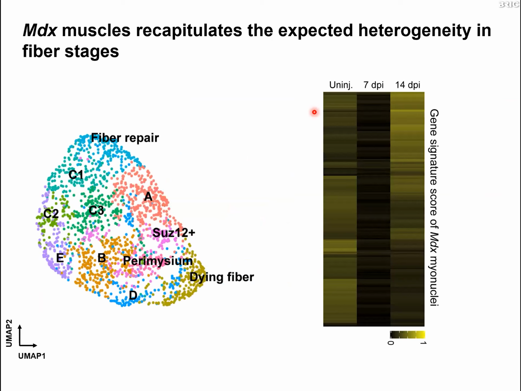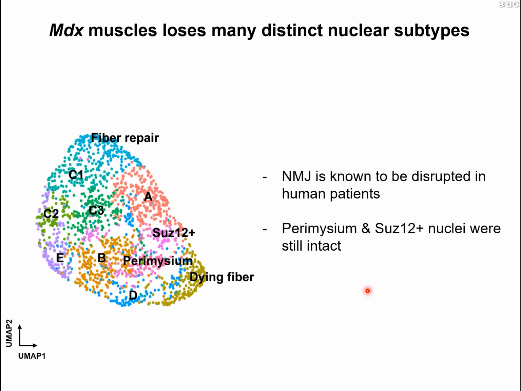And one way to see this is to calculate the gene signature score of individual MDX muscle nuclei based on the marker genes that distinguish different time points of regeneration. And here you can see that the entire muscle became a mixture of intact and regenerating gene signatures. At the same time, we could see that a lot of these distinct nuclear cell populations that we found before were now gone in the MDX. And that even included nuclei at the NMJ.